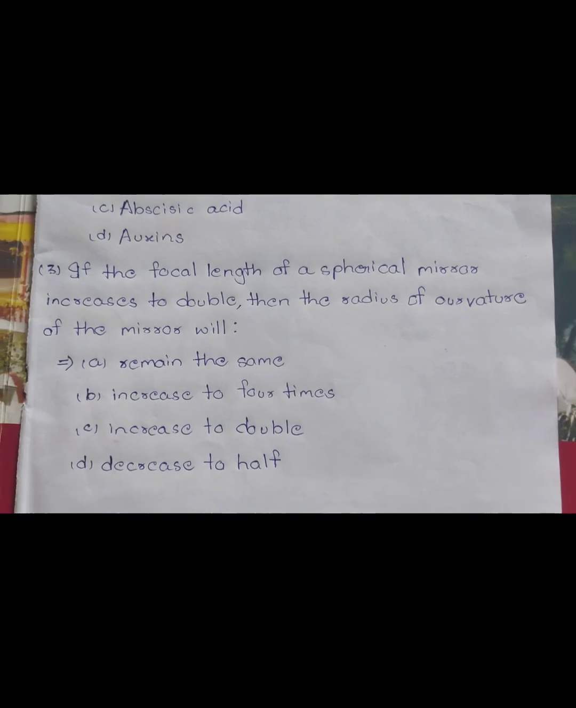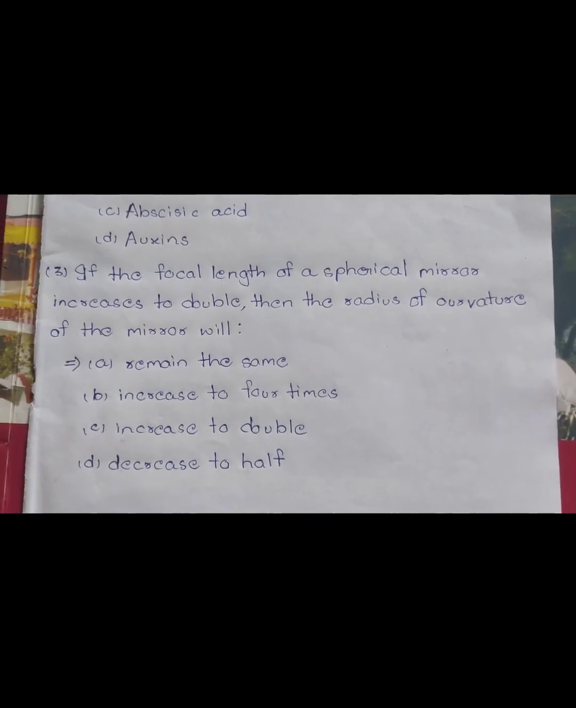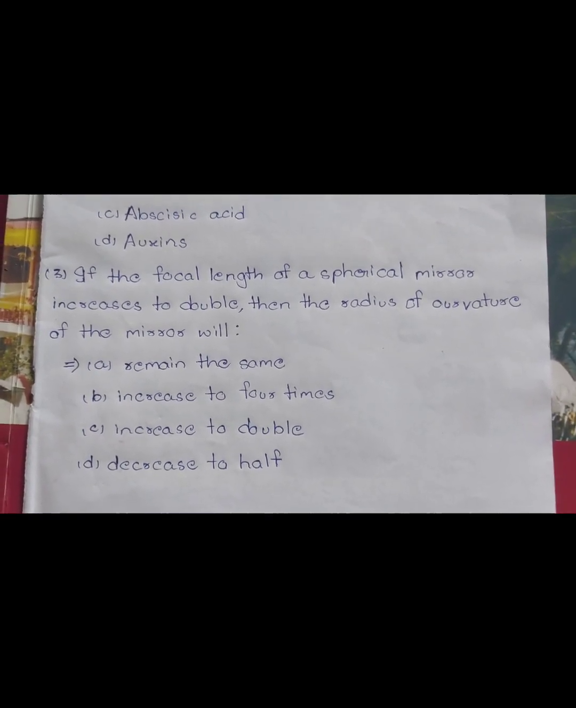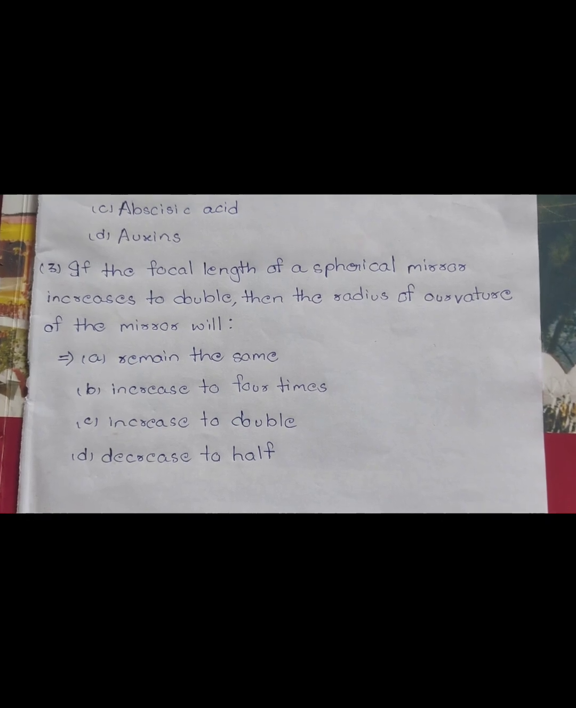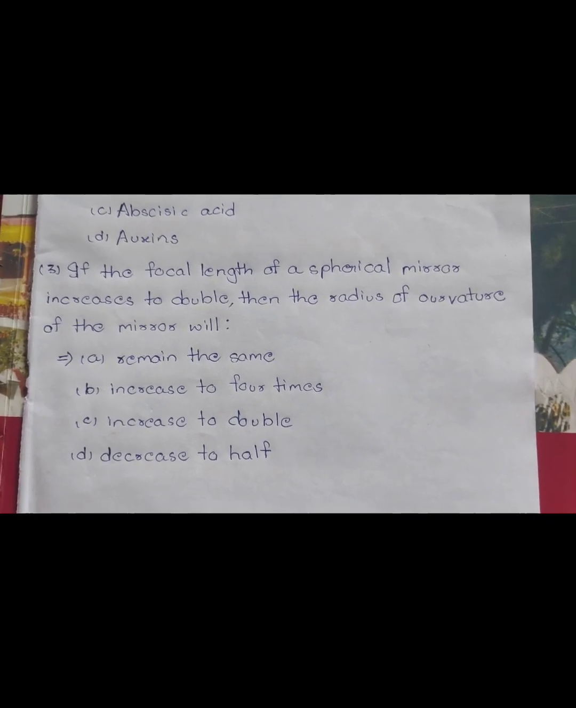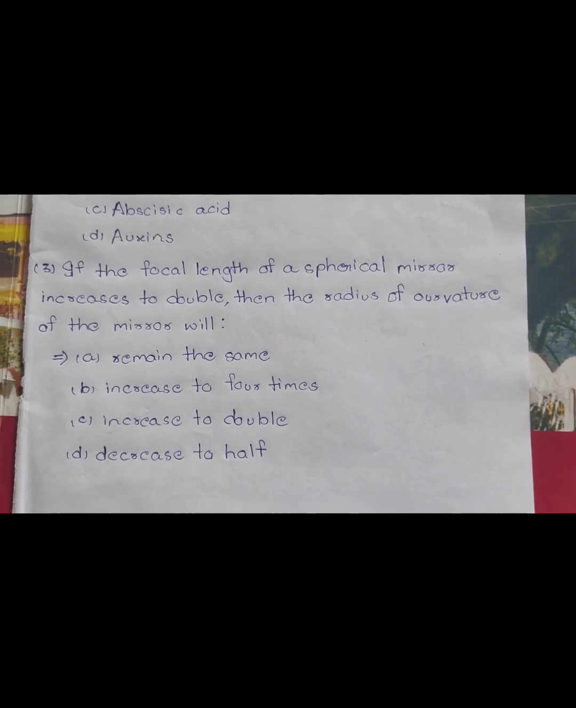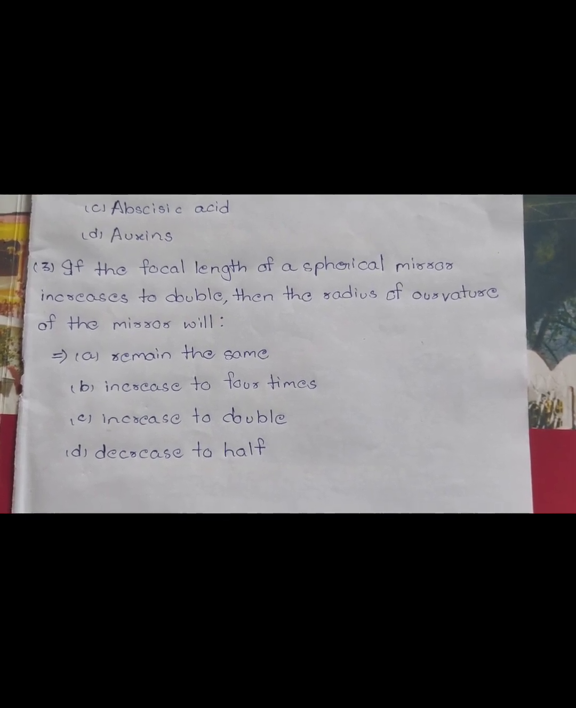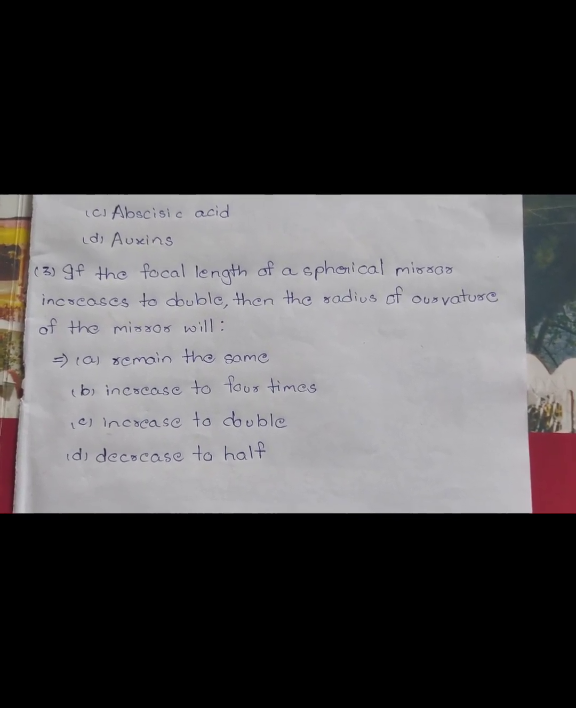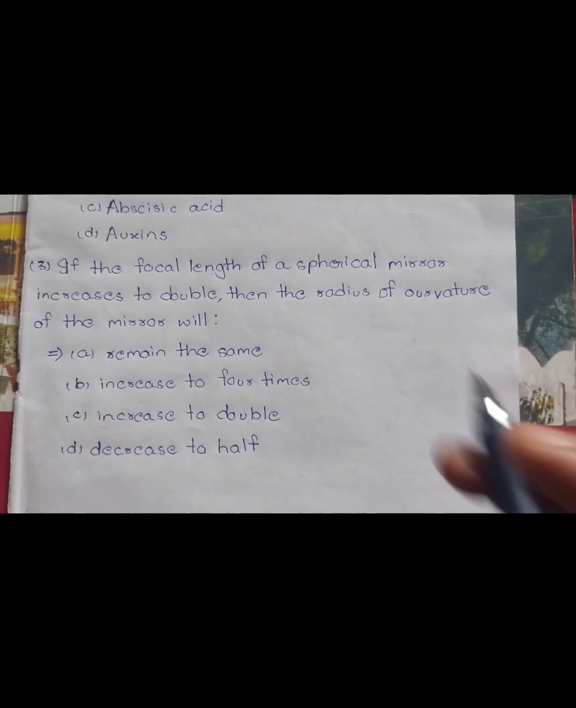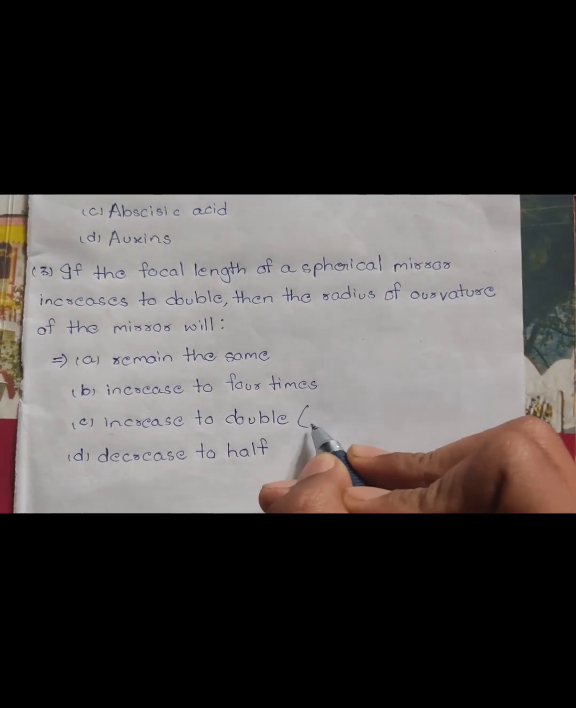Next question. If the focal length of a spherical mirror increases to double, then the radius of curvature of the mirror will, option A, remain the same, option B, increase to 4 times, option C, increase to double, option D, increase to half. So the right answer is option C, double.